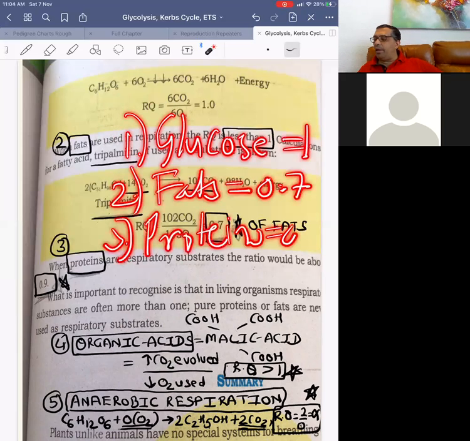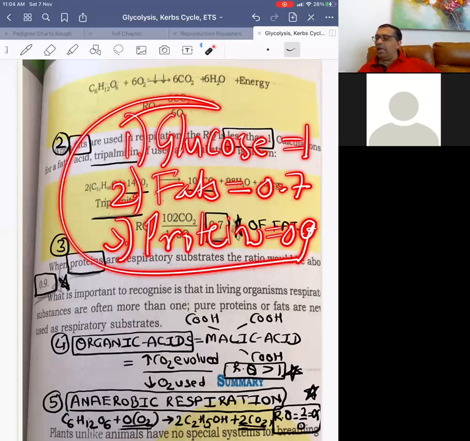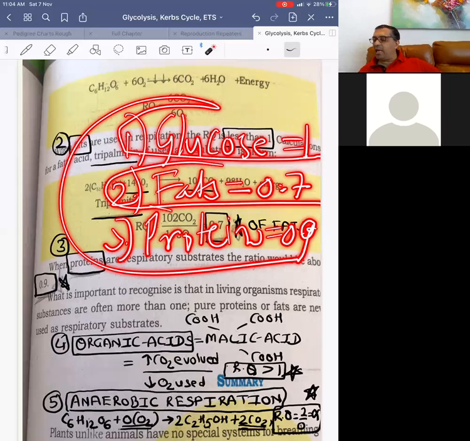गिवन इन द एनसीईआरटी बुक, please remember, ग्लूकोज का आरक्यू कितना है? 1. फैट्स का आरक्यू कितना है? 0.7. और प्रोटीन्स का आरक्यू कितना है? 0.9. ये तीन तो याद रखने ही है, गिवन इन द एनसीईआरटी बुक.